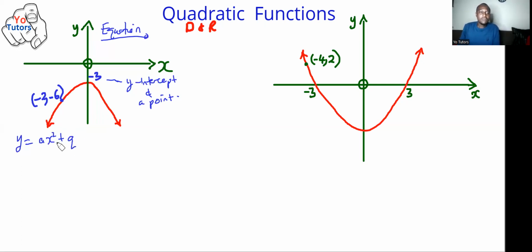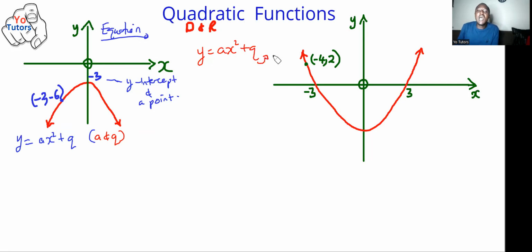Now we have got the y-intercept. We also have a point. Now what do we do in this case? We want to find the a and the q. So the question here is: what is a and what is our q? Now, from our knowledge of the equation, let's just rewrite here. y is equal to ax squared plus q.